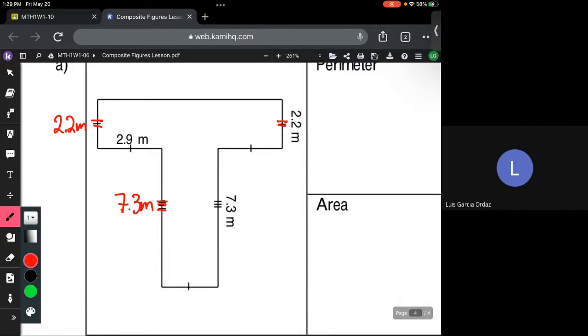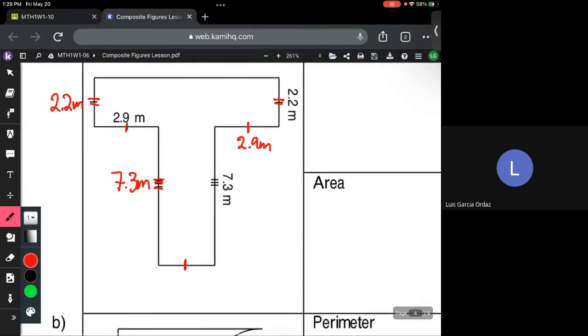Exactly. So if this is 2.9, what is this one going to be over here? 2.9. Yeah. But as you notice, the side at the bottom also has a single dash. So what is that one going to measure? 2.9. So finally, I have this whole big side missing over here. How do I find that missing big side at the top? I'm going to add all 2.9 together. Claire, what is it? 8.7.